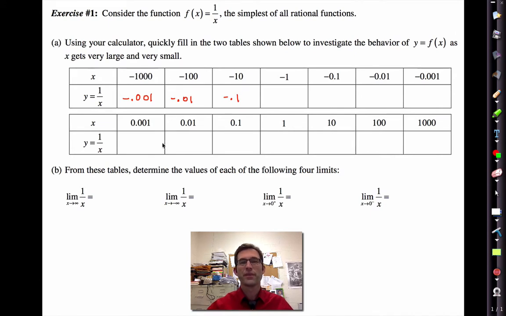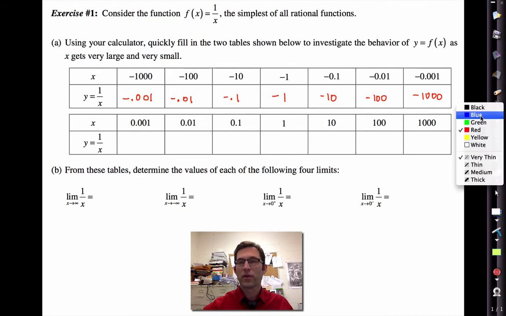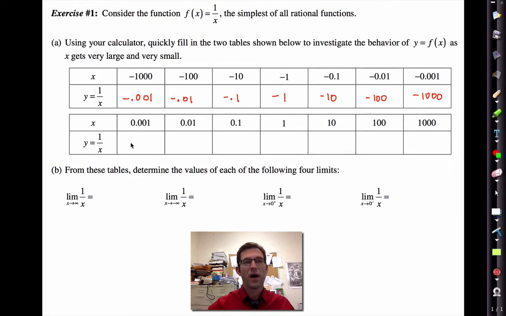All right, let's go through it. Well, I've got negative 1 when I put in negative 1. I've got negative 10. Here I've got negative 100. Here I've got negative 1,000. Over here, maybe I'll go in a different color just to really illustrate this. I've got 1,000. Here I've got 100. Here I've got 10. Here I've got 1. Here I've got 1/10. 1/100th. Whoops, just made a mistake there. My apologies. 1/100th and 1/1000th.